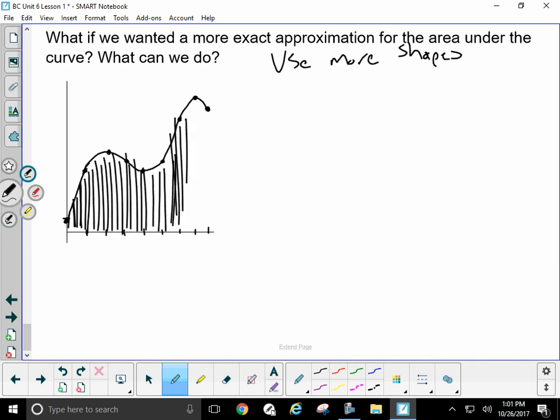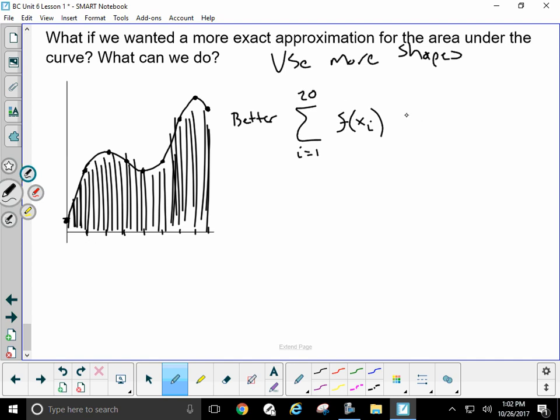So this is like, it's about 20 rectangles, okay? So a better approximation is going to be taking a sum of these right heights. I'm going to use f of xi. I'll start with my first height. That's going to be kind of on the right of my interval. I'll go to 20, and I'll multiply by my delta x. Boom. That's going to be a better approximation. Okay, using 20 rectangles.